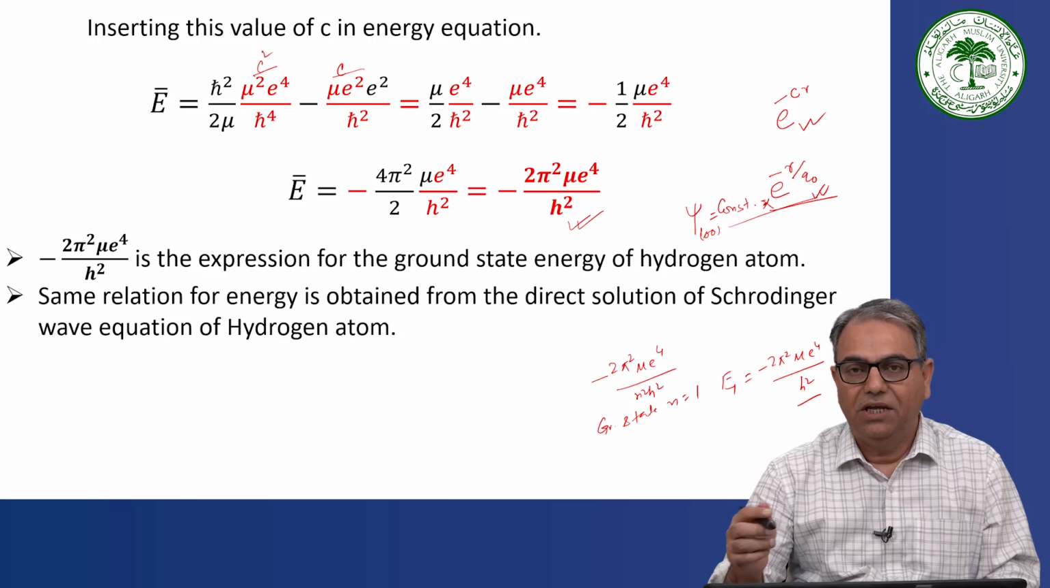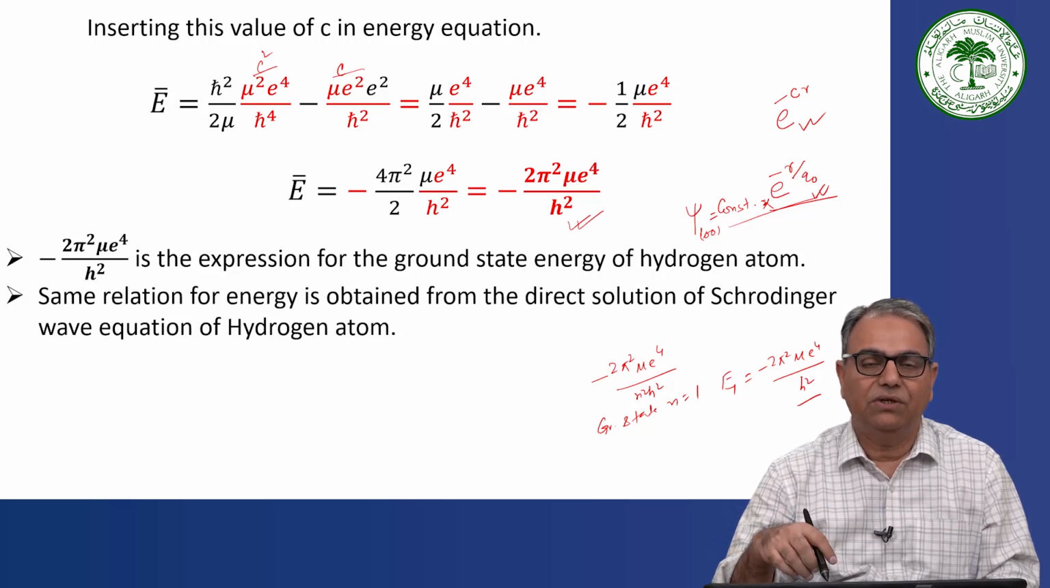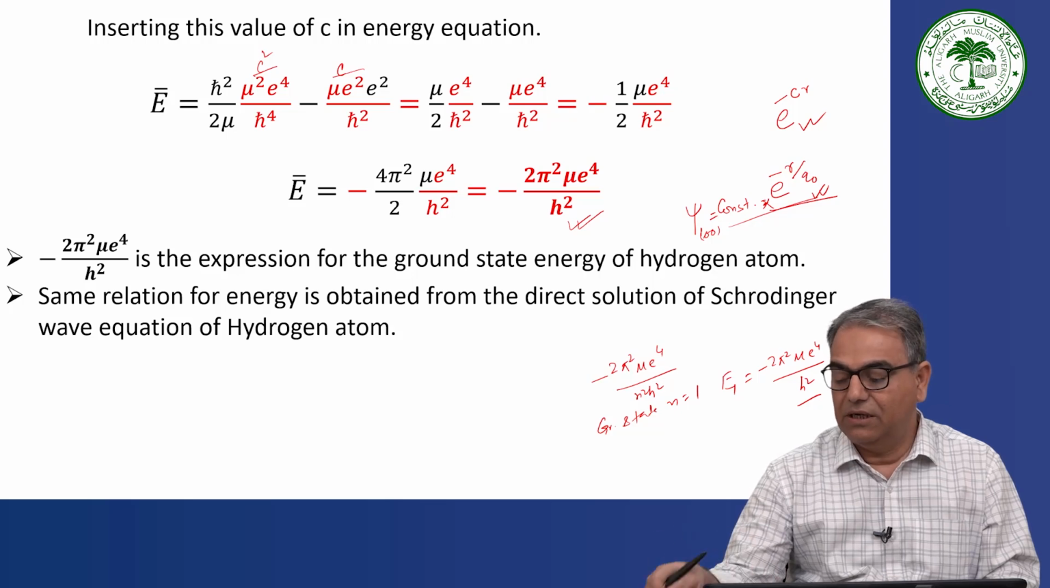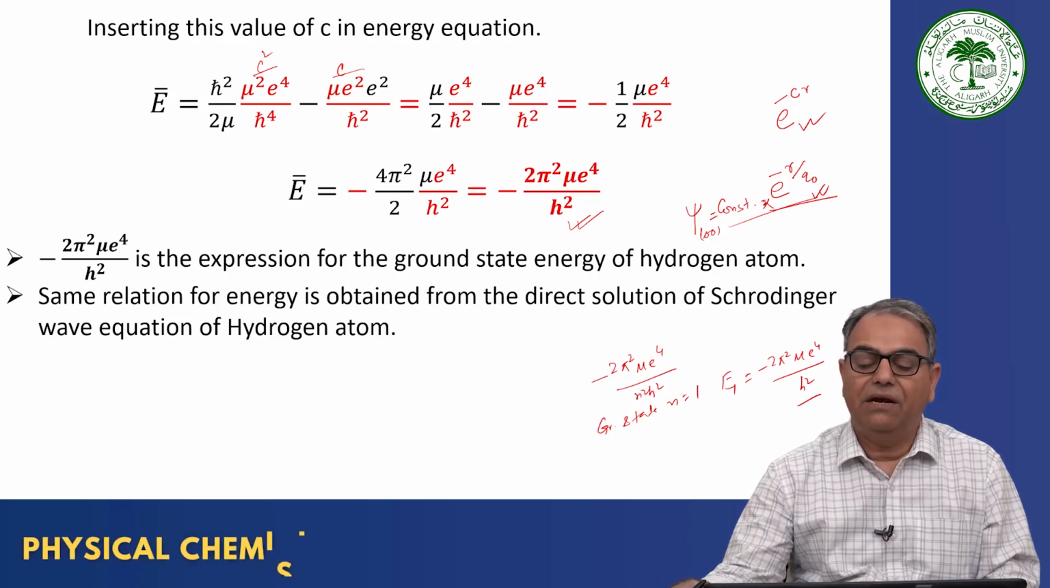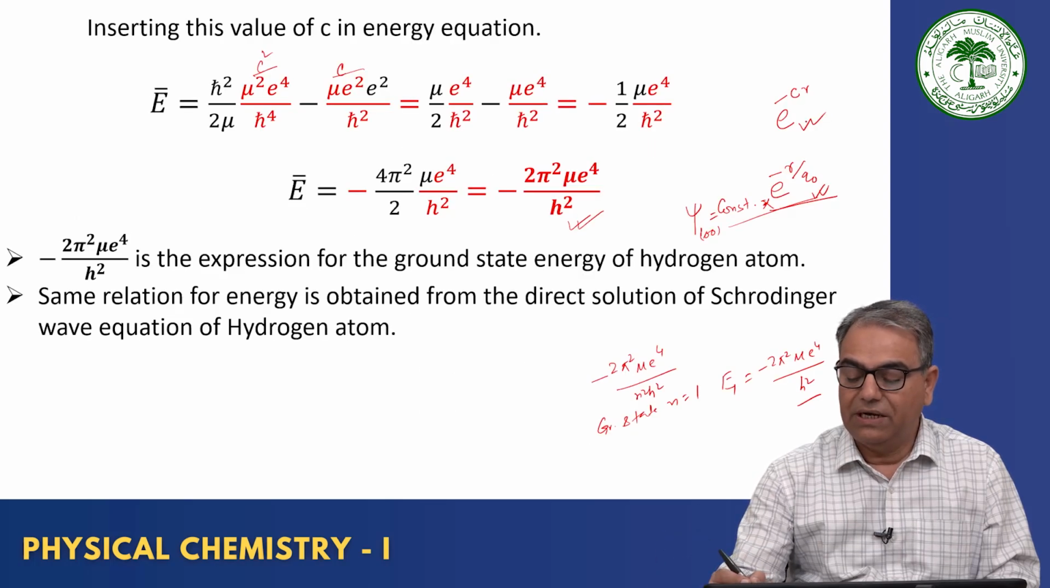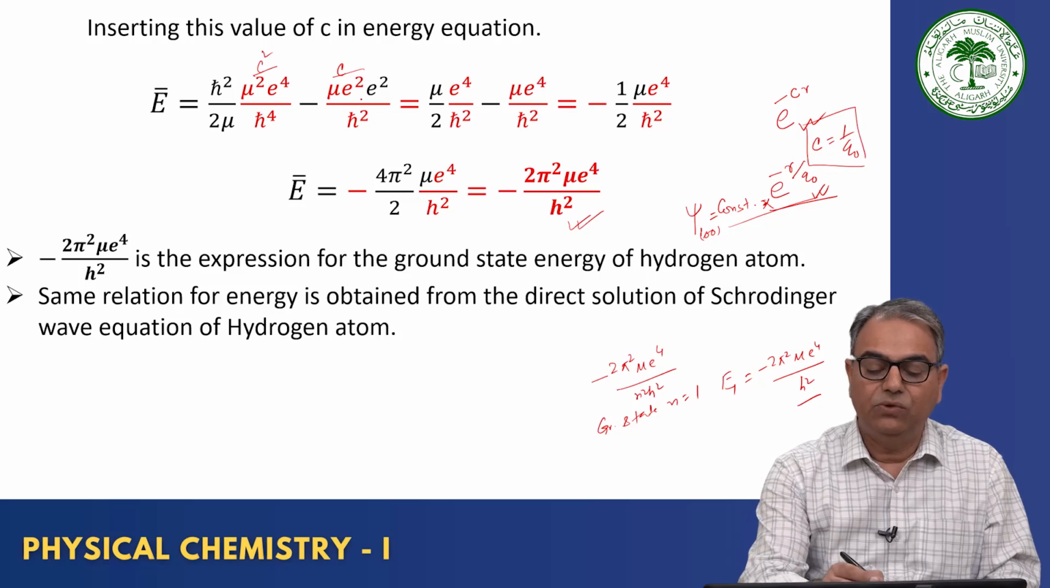And you find that if you take the same function as the trial function, which is obtained from the analytical solution of the Schrodinger wave equation, then you can get the same relationship of energy also. Now if you change your trial function, then it will give you another value. Now what does it mean? If you look at this, I said that in the trial function c is equal to 1 by a naught. The value of c we have already found is mu e square divided by h cross square.